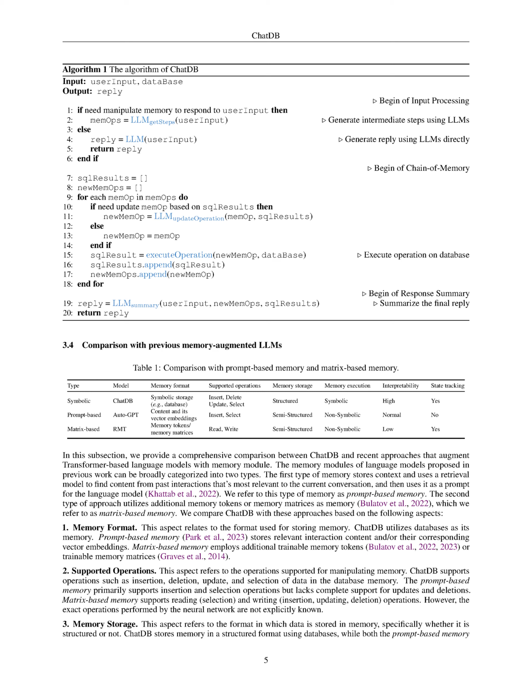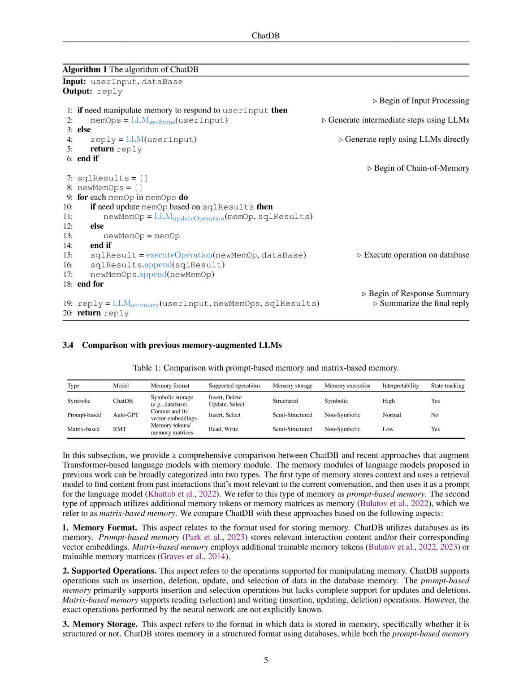Section: Comparison with previous memory-augmented LLMs. Let's compare our system, ChatDB, with previous memory-enhanced large language models, or LLMs. Broadly speaking, past approaches have had two categories of memory modules for these models. The first type, which we'll call prompt-based memory, stores context and uses a retrieval model to locate content from past interactions most relevant to the current conversation. This content then acts as a prompt for the language model.